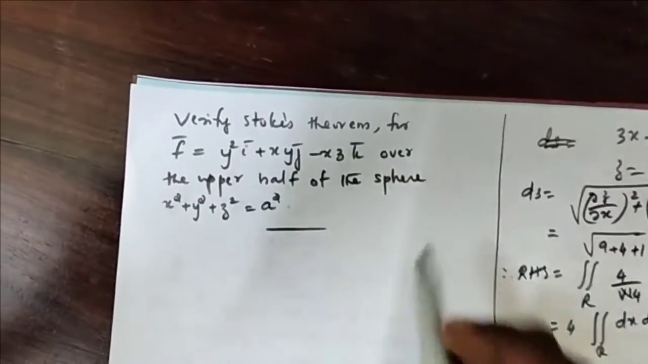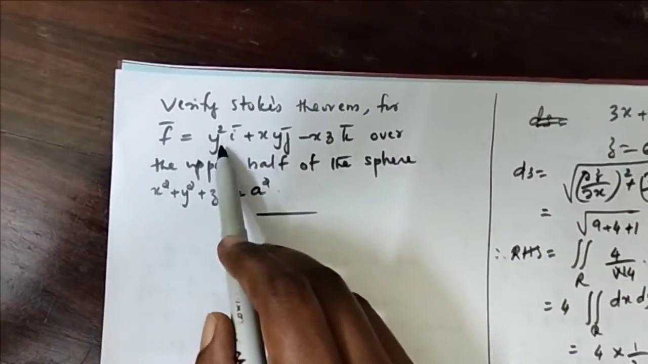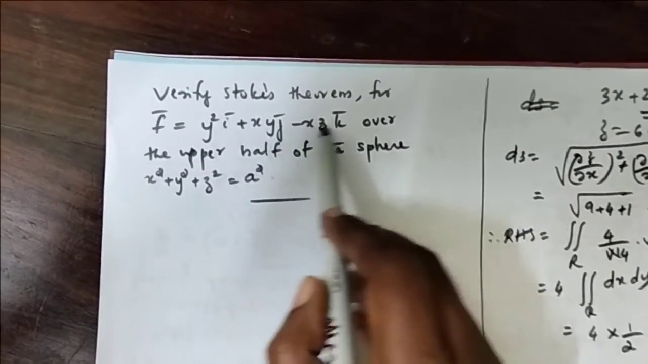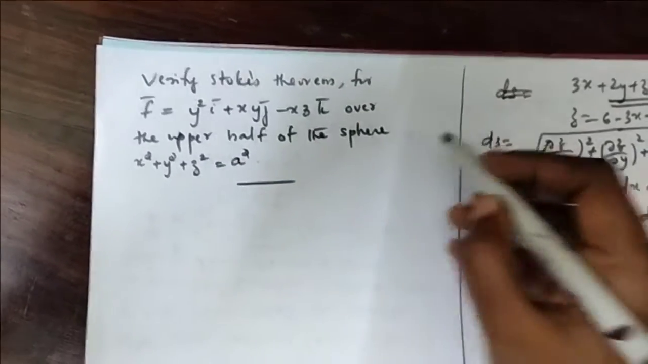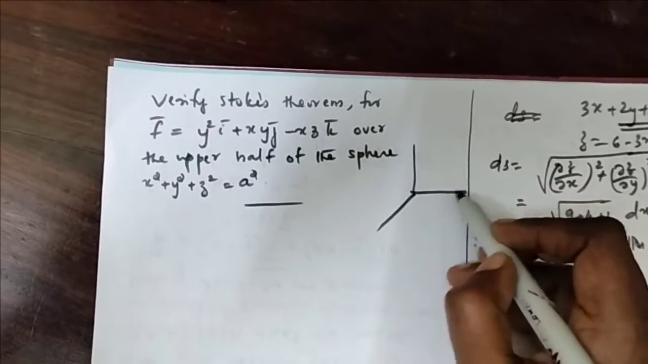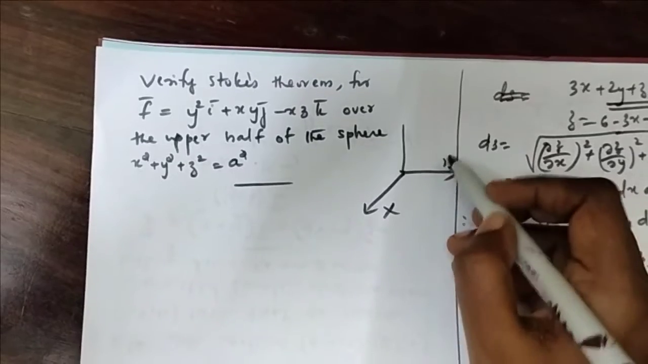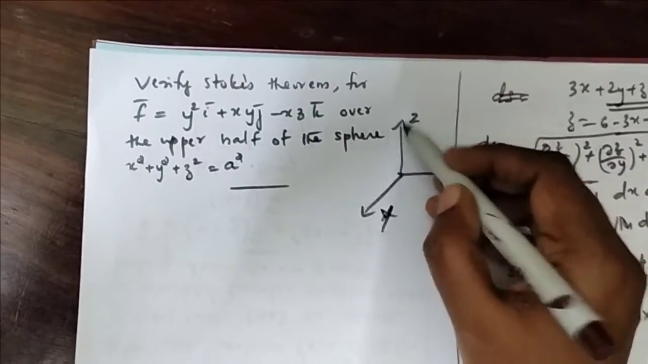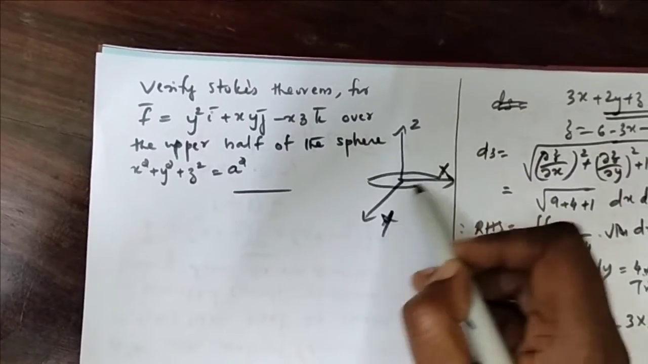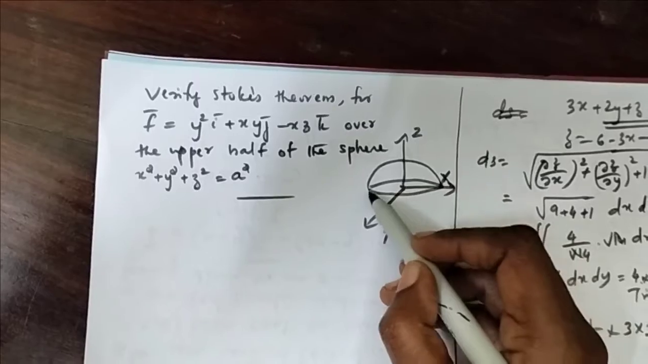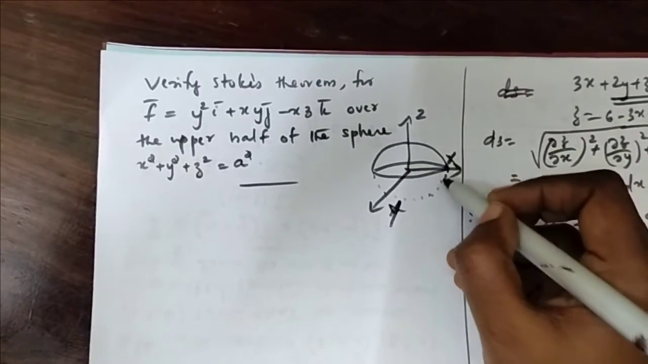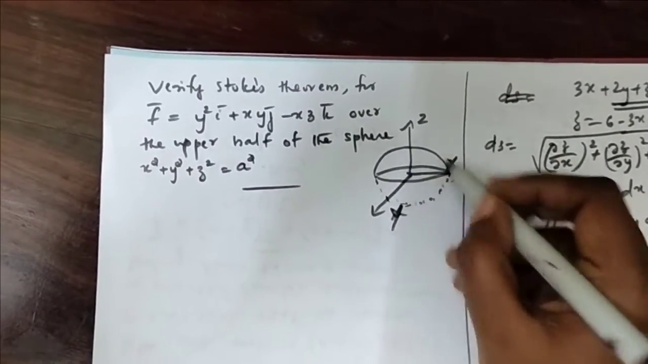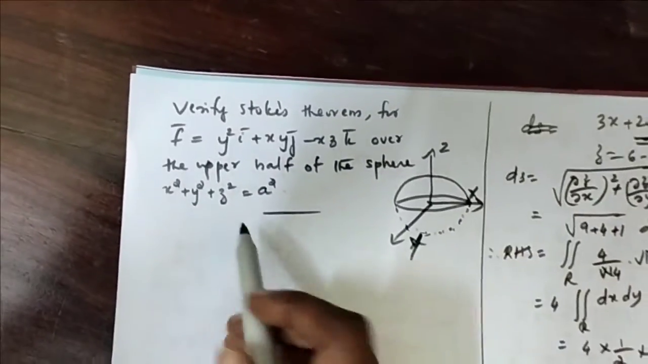So next question. Verify Stokes theorem for F equal to y square i plus xy j minus xz k over the upper half of the sphere. So the sphere, on the x, y, z axes, is like this. We need only the upper half. So this is the region, upper half.